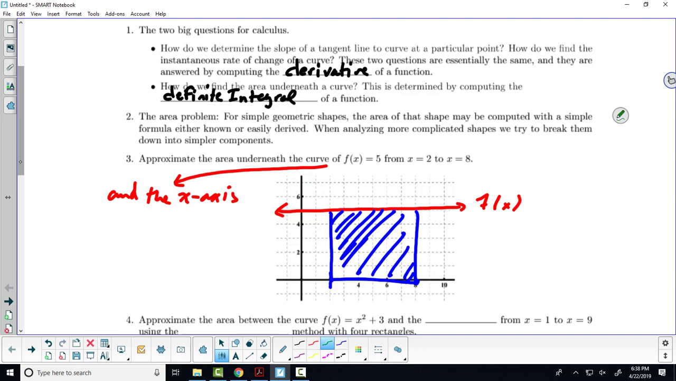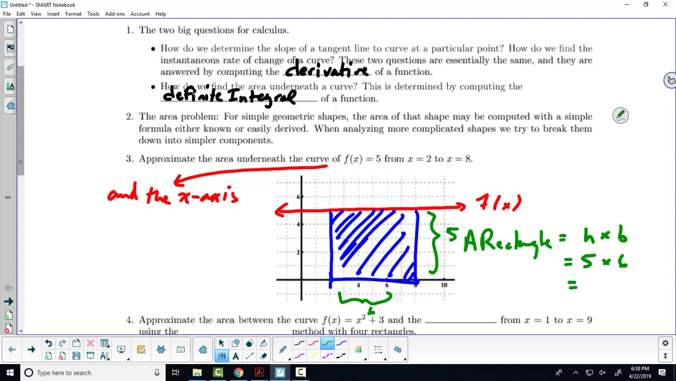6 times 5. So the height of this is 5, and the width of this is 6. And I want you to think of a rectangle as a base times a height. So the area of a rectangle equals a base times a height. Actually, for fun, let's change that around. Let's say height times base. So what was the height of this? The height was 5, and the base was 6. So the area is 30 square units.